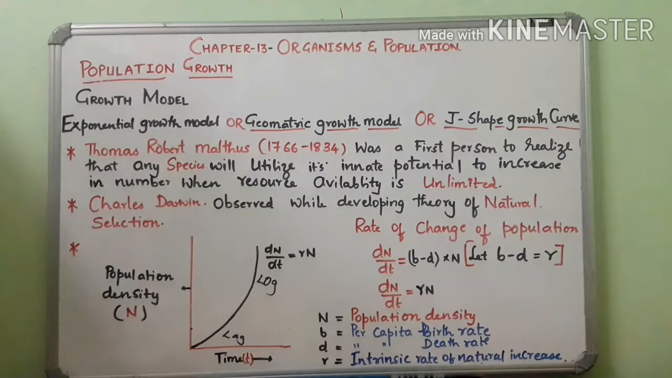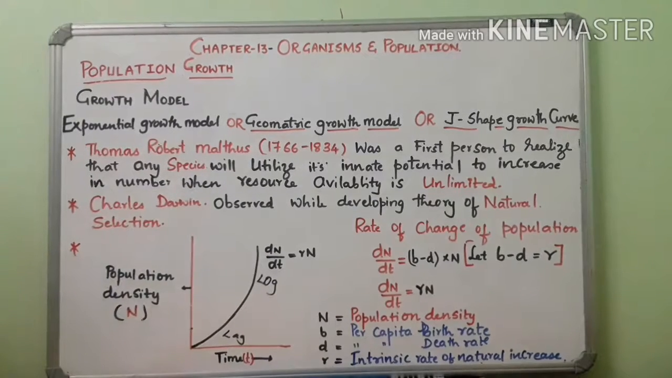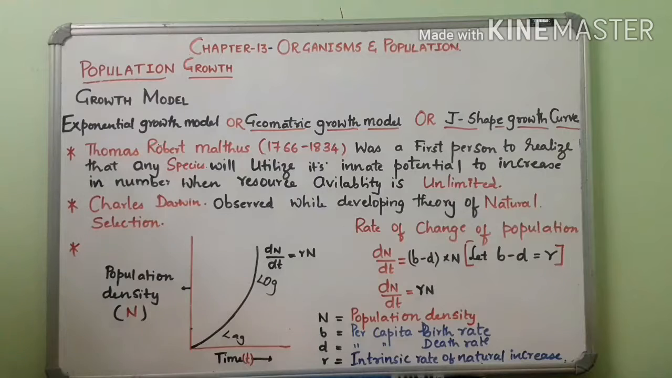Next, we move on to the exponential growth model. This exponential growth model is also called the geometric growth model, or the J-shaped growth curve. This model was given by Thomas Robert Malthus, who wrote an essay on the principle of population. In that, Malthus explained about the human population, which exhibits exponential growth.